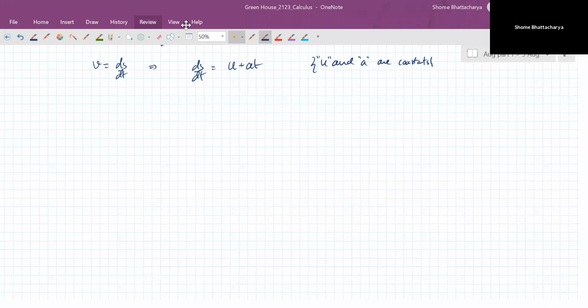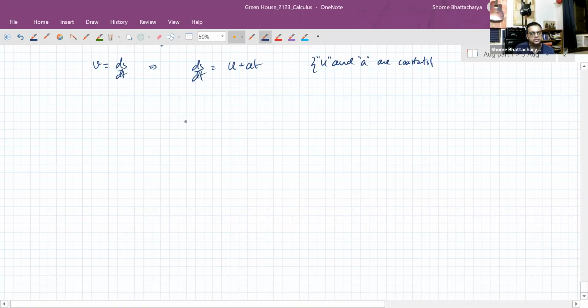Yeah, so this is done. And now next thing, see, we got this. So if we cross multiply this, we get this. Okay. Remember this u and a are constants because u is the initial velocity, so it's not a variable. Okay. And a is the uniform acceleration, so it's a constant.